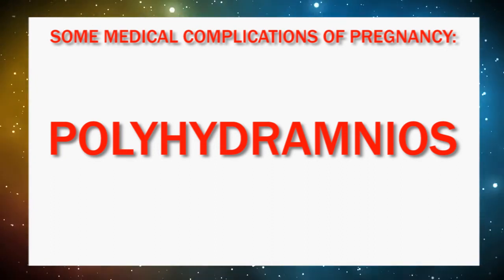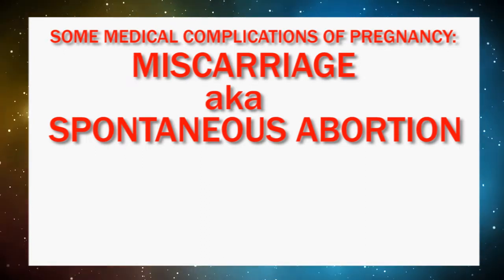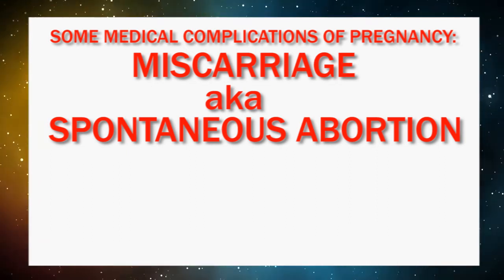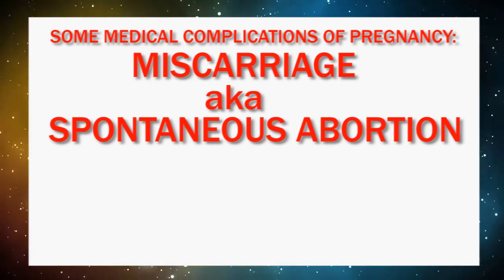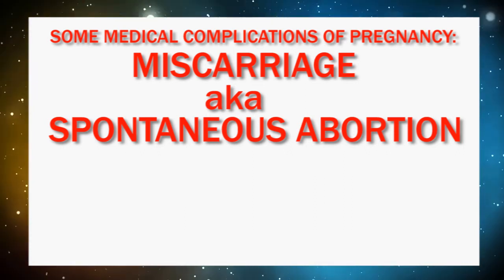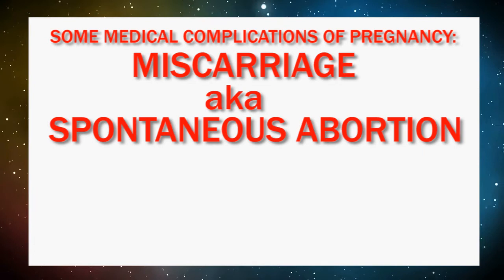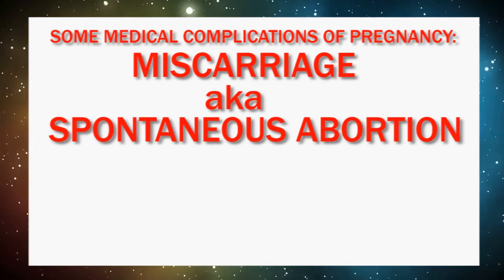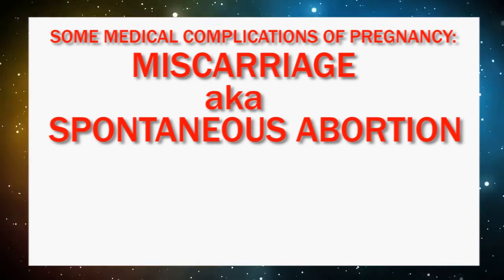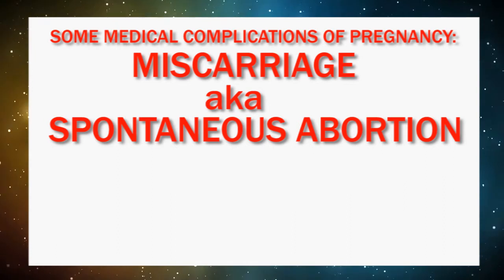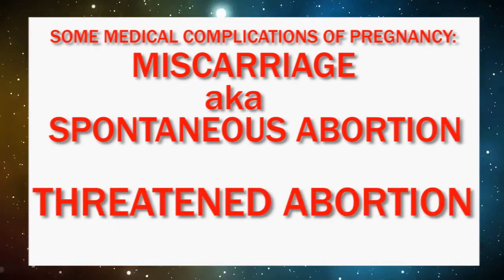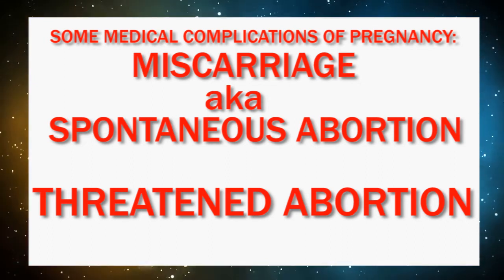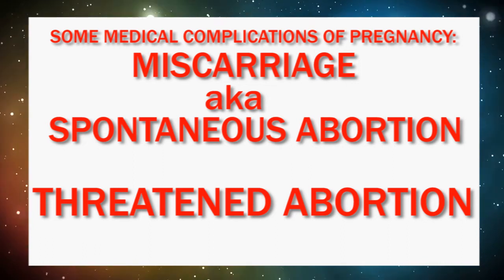We have to mention miscarriage, also known as spontaneous abortion. This occurs before the 20th week of pregnancy, and there are a few terms that we need to clarify here. In other words, if a pregnant woman loses a baby before the 20th week of pregnancy, we have a spontaneous abortion or miscarriage. A threatened abortion is when a pregnant woman comes in bleeding with a closed cervix, and the abortion may or may not occur. That's why it's a threatened abortion.